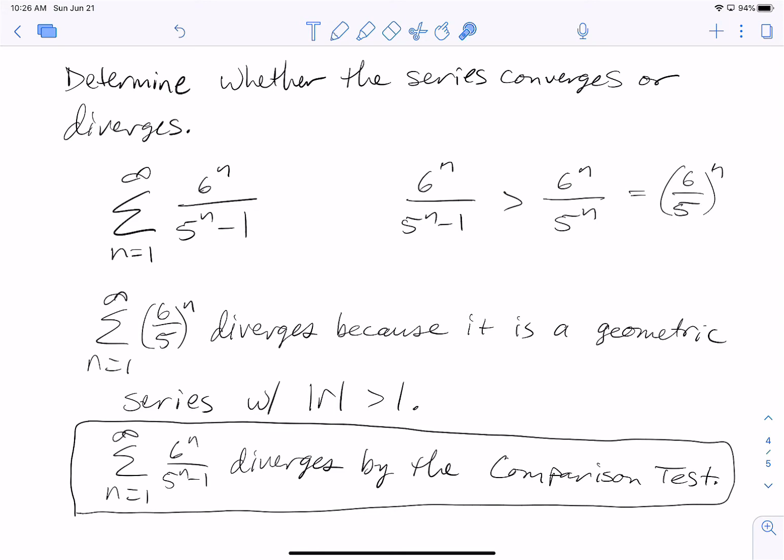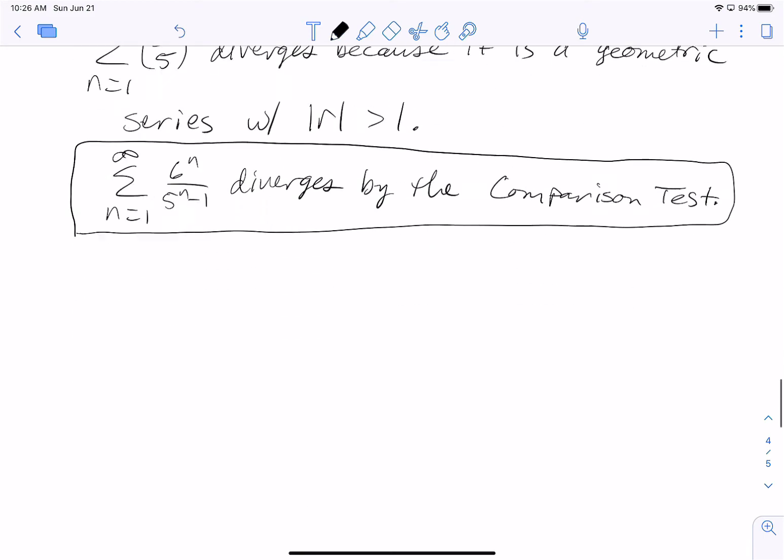I think you could get away without writing this equals (6/5) to the n. Other than that, everything else I've written here would be required for full credit. Let's look at another one.